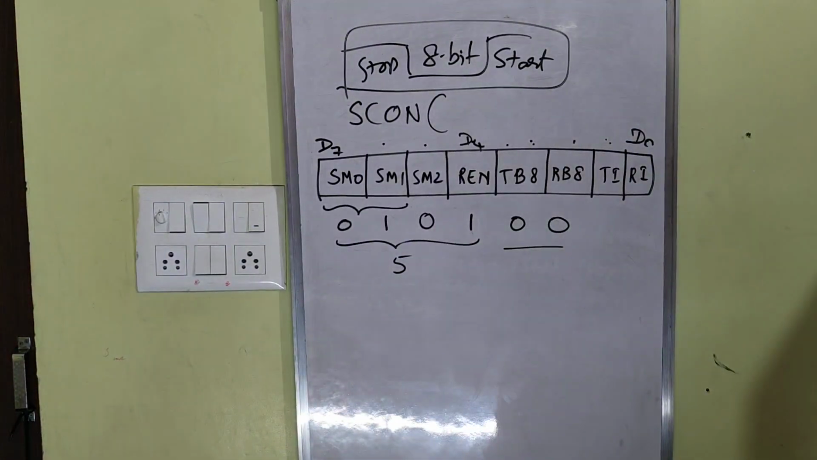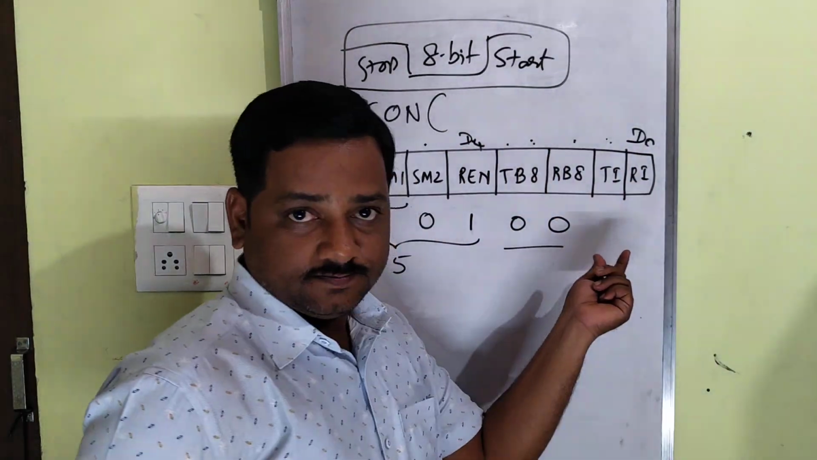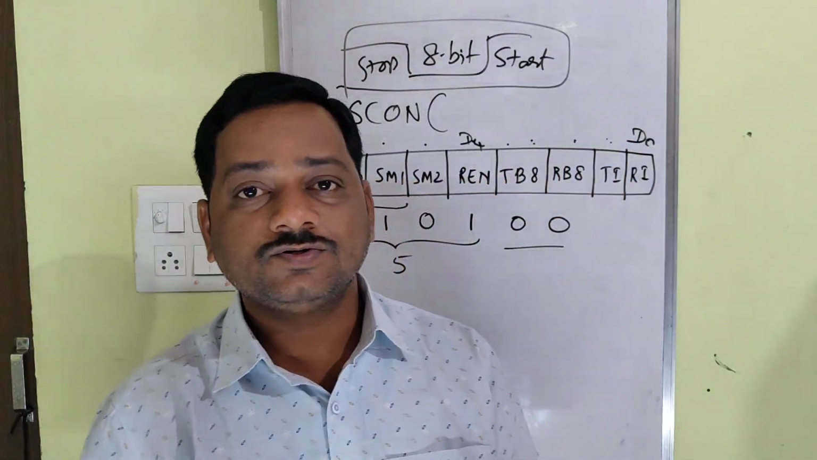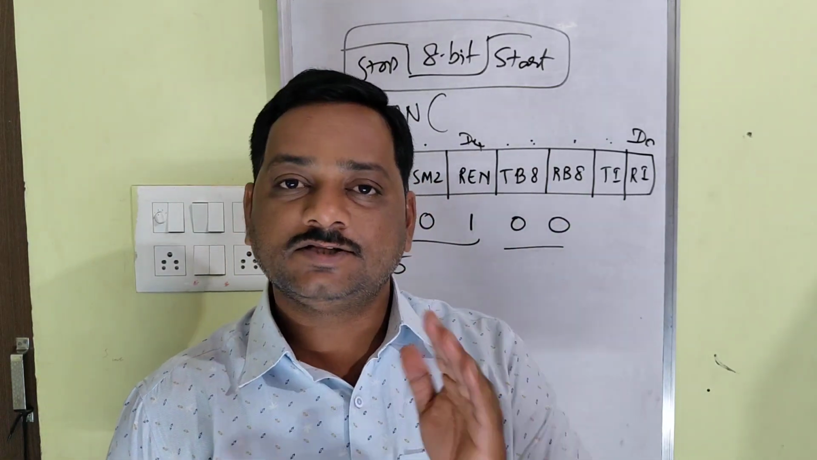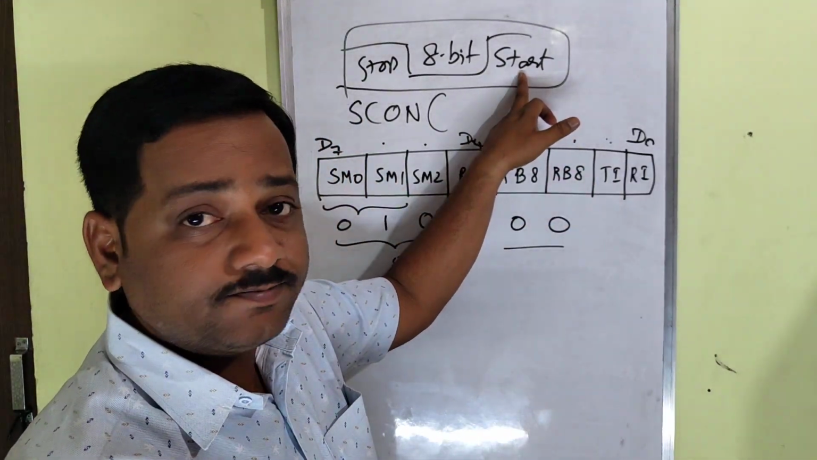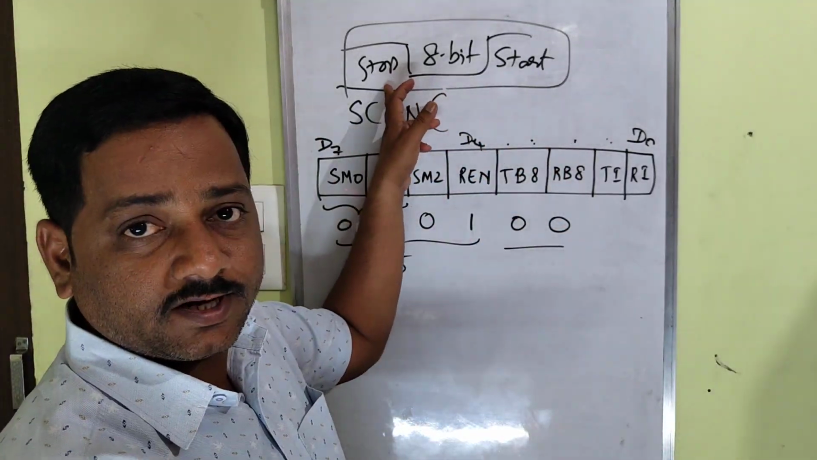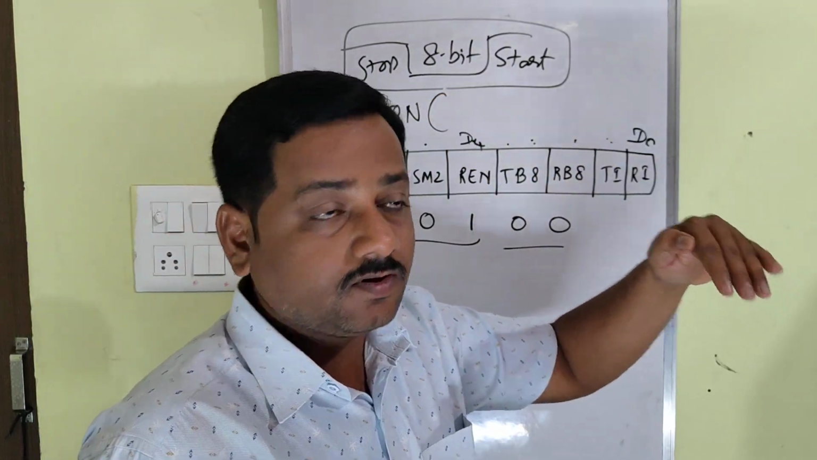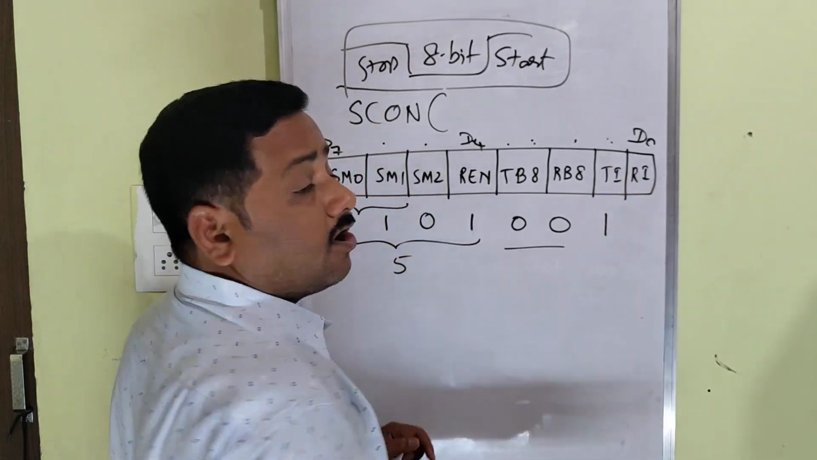See, TI and RI. TI is nothing but transmit interrupt. Whenever you want to transfer a signal, we are talking about the transmit interrupt. When you transfer the data, first there will be a start bit and then the next 8 bits will be transferred. After sending these 8 bits, there will be a stop bit. When the stop bit is transferred, at that time this bit is going to become high automatically.